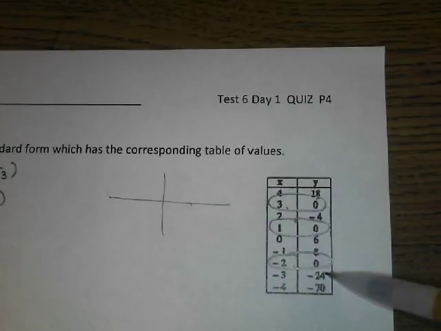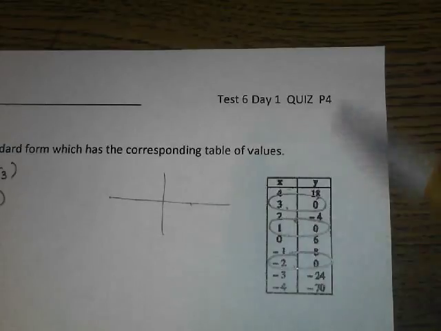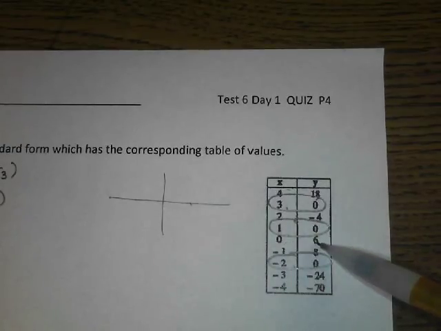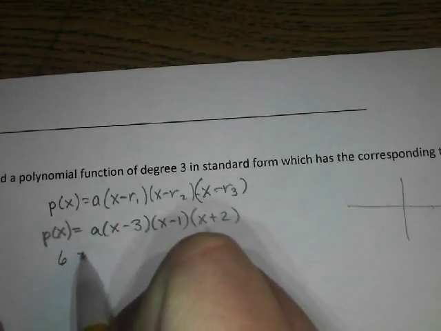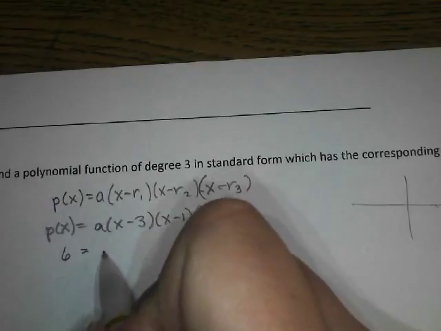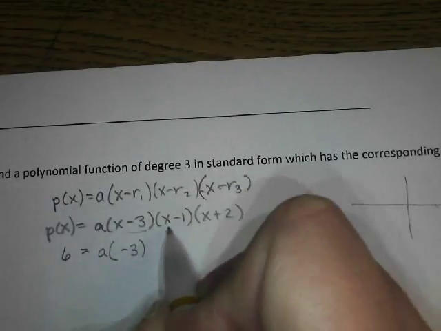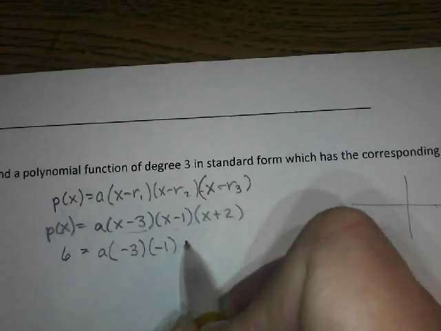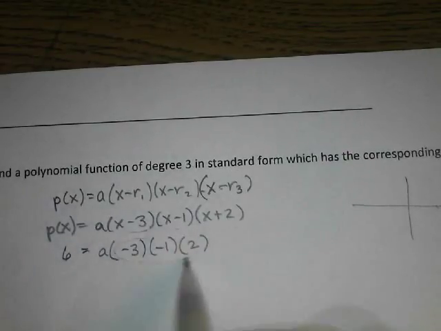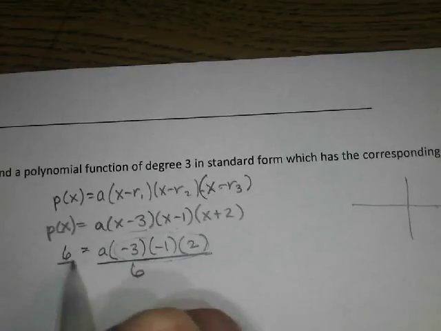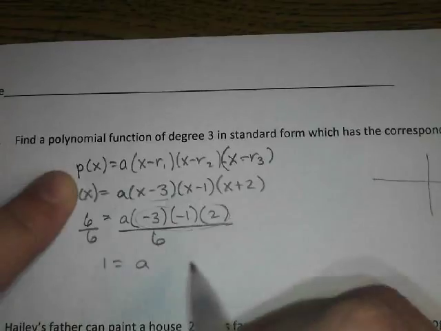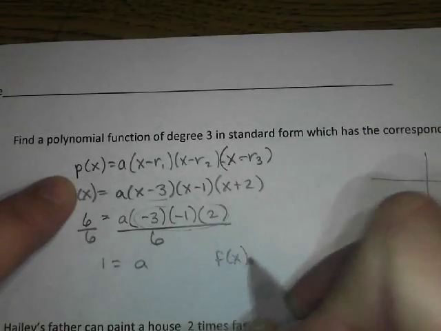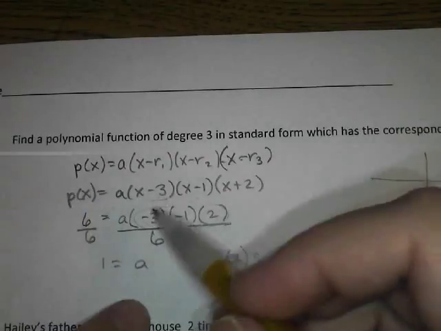You could plug in 4, 18, but (0, 6) seems pretty easy, doesn't it? I like the look of that because I'm plugging in a 0. So I'm going to do that, (0, 6). You just can't re-plug in a root. So when x is 0, this will be negative 3, this will be negative 1, this will be 2. And then all of this gives us 6. Divide both sides by 6, and a equals 1. So your polynomial function, I did p of x, it could be f of x, doesn't matter, equals 1 times x minus 3 times x minus 1 times x plus 2.